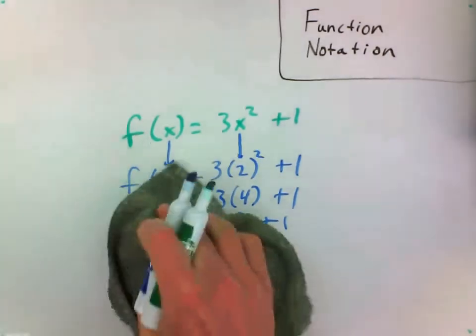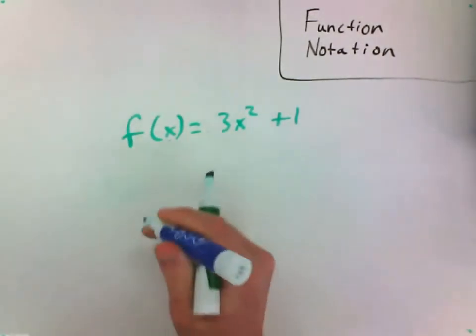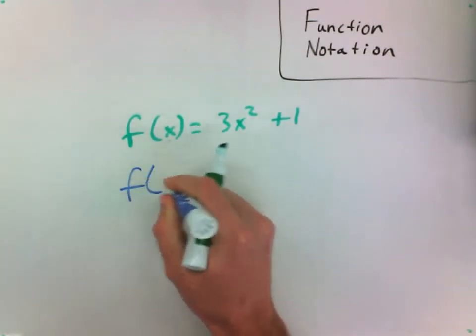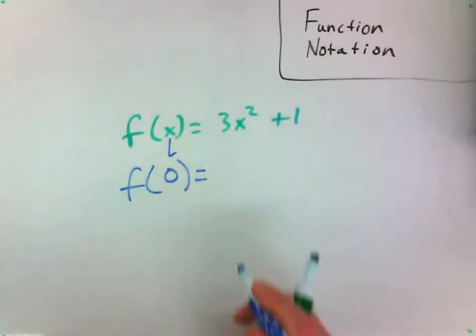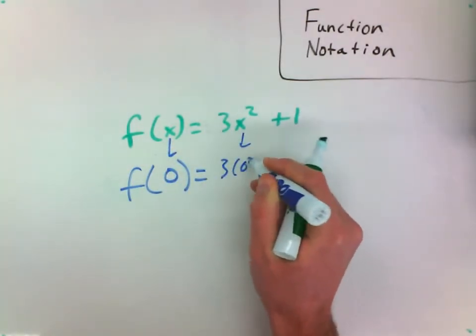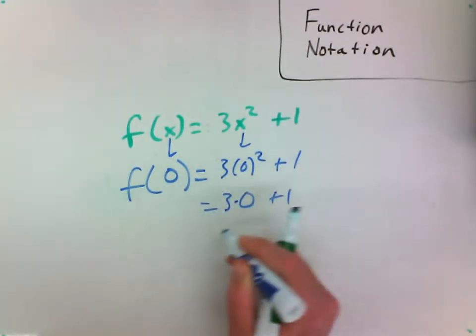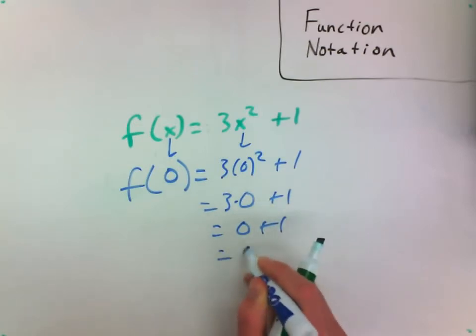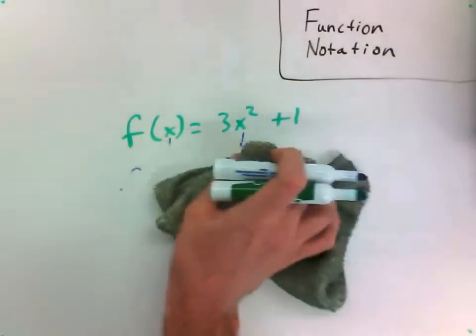Now this doesn't change if I do something like, what's f of 0? Same thing, they're saying replace that x with a 0. So I'm going to do the same thing over here. 0 squared plus 1. So that's 3 times 0. That's 0 plus 1, which is 1. So that's one way they're going to ask us the question.